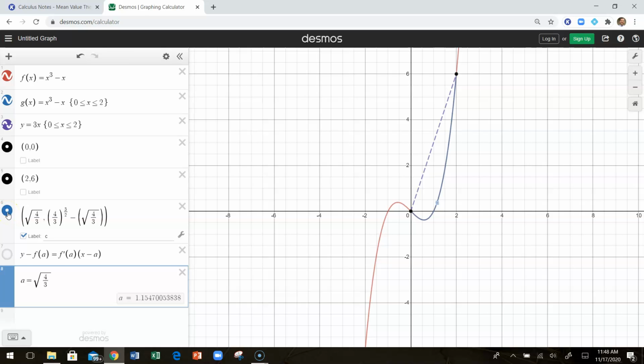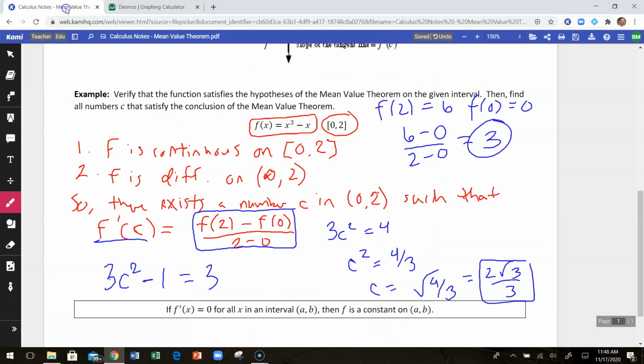We figured out that the value for c was the square root of 4/3, or 2 root 3 over 3. That's the value of c. I don't even know what the y-coordinate is; I would just plug the square root of 4/3 into the function. But what we're saying here is that the tangent line at c is going to be parallel to this line segment between my two endpoints at a and b. And those two lines have the same slope.